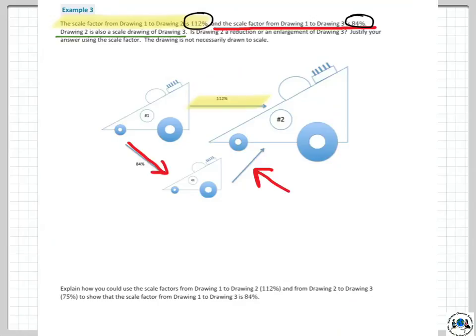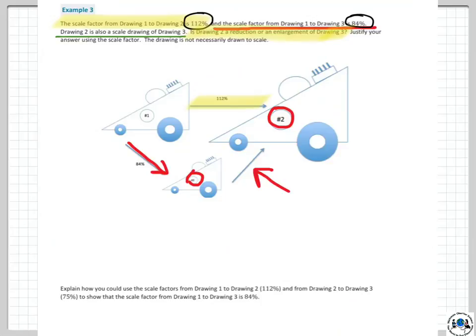That's what that is referring to, just letting us know that it is a scale drawing of drawing 3. Okay, now here's the question they are asking us. And again, without measurements, we are going to answer this question. Is drawing 2 a reduction or an enlargement of drawing 3? This is 2 right here. You can see it, 2 and 3.